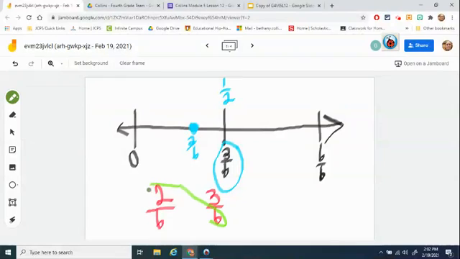Okay, if I multiply my denominator and my numerator, 6 times 2 is 12. And then I multiply my denominator and my numerator, 6 times 3 is 18. Okay, 12 is definitely smaller, so 2/6 is smaller than 3/6. 3/6 has the 18 over there, and 18 is bigger than 12, so 3/6 is bigger than 2/6.